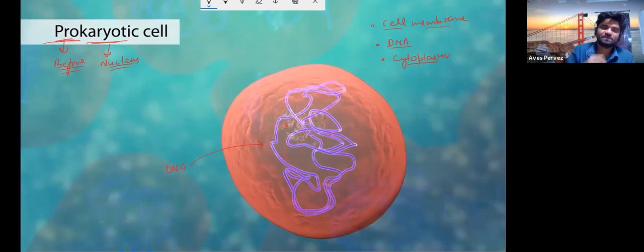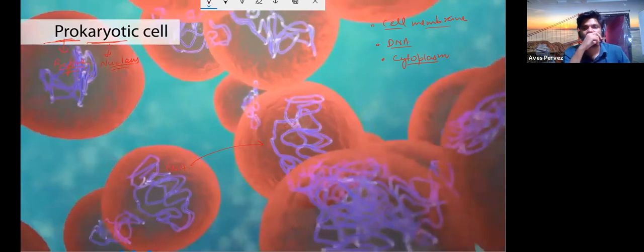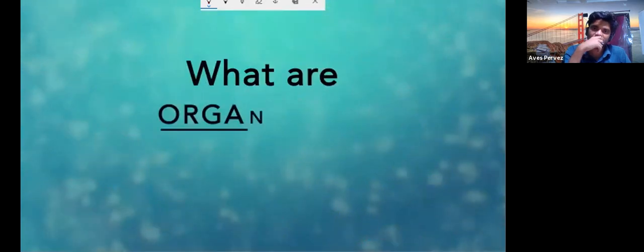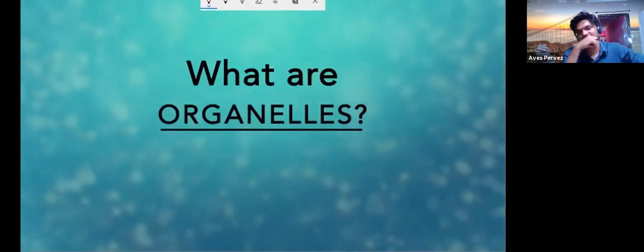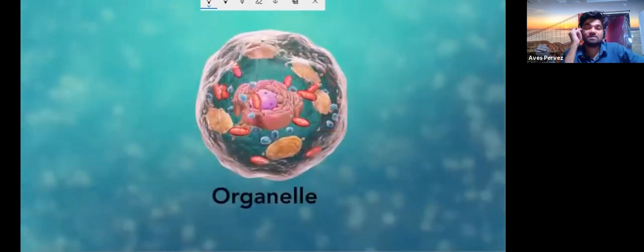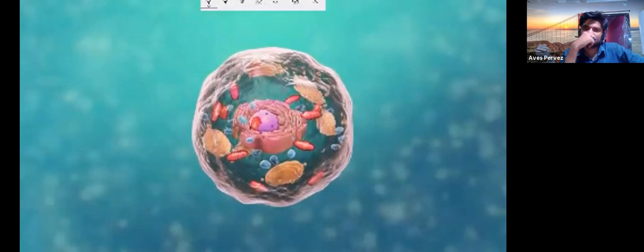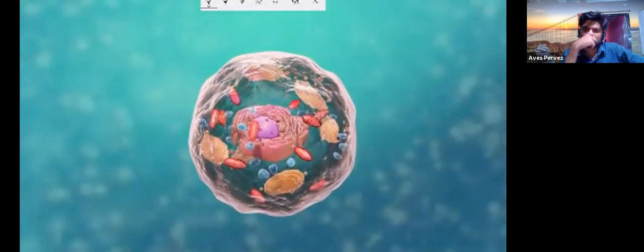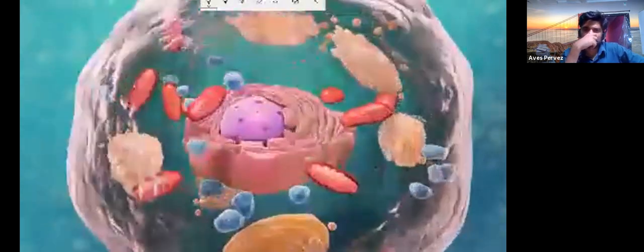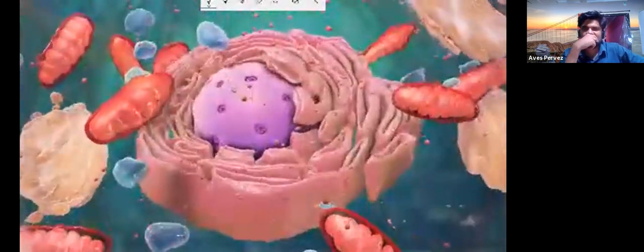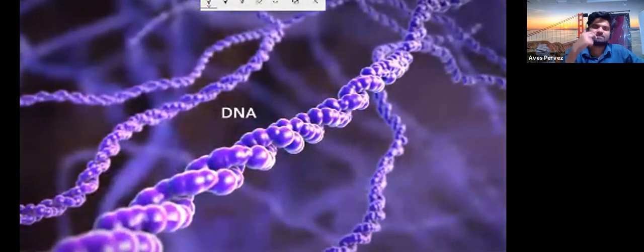Okay, so let's move further. Unicellular organisms, such as bacteria. So what are organelles? Organelle means little organ. Organelles are the specialized parts of a cell that have unique jobs to perform. Let's start with the nucleus, the control center of the cell. The nucleus contains DNA, or genetic material.